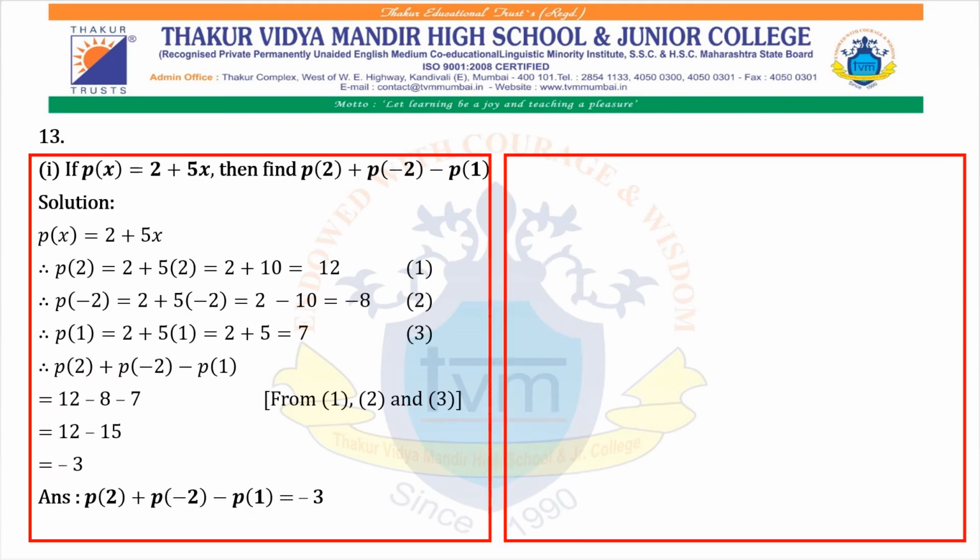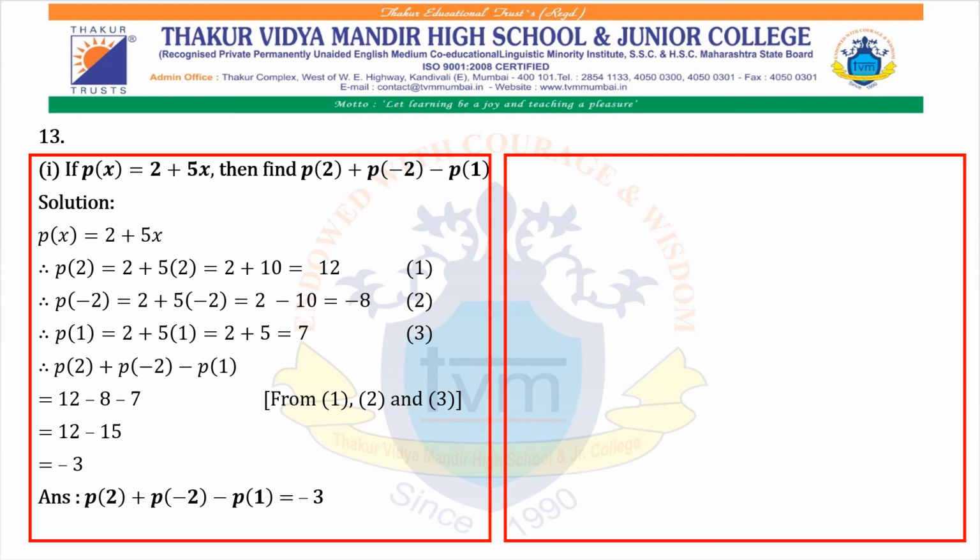Question number 13. First, if p of x is equal to 2 plus 5x, then find p of 2 plus p of minus 2 minus p of 1. So, the solution is P of x is 2 plus 5x. So first we will find P of 2, that is we will put 2 instead of x. So 2 plus 5 into 2 is equal to 2 plus 10, that is equal to 12, equation number 1.